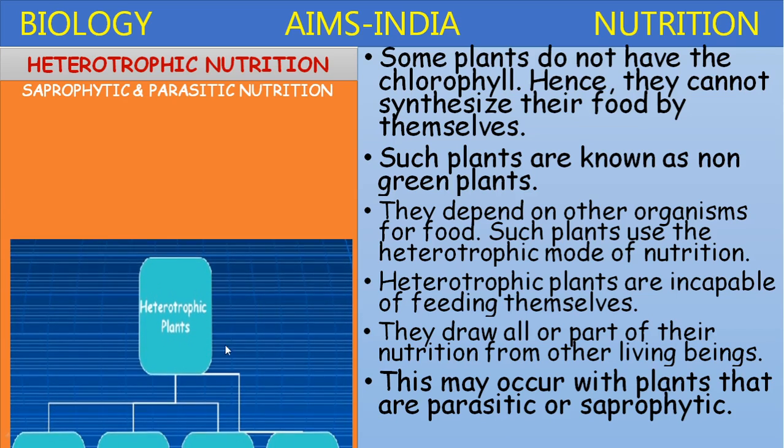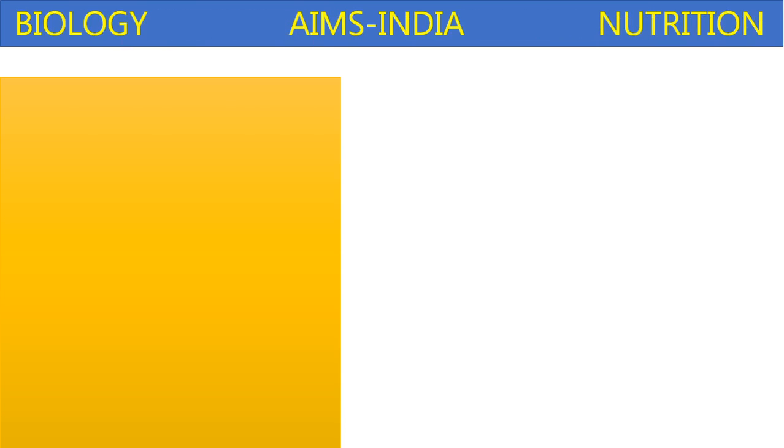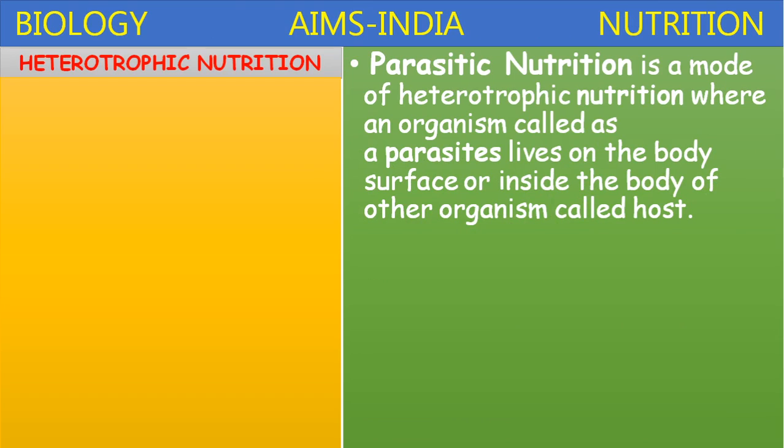Here is the flow chart showing heterotrophic plants. Heterotrophic plants are categorized into parasitic plants, saprophytic plants, insectivorous plants and symbiotic plants. These are the four major heterotrophic nutritions in plants. Let us discuss in detail one by one.